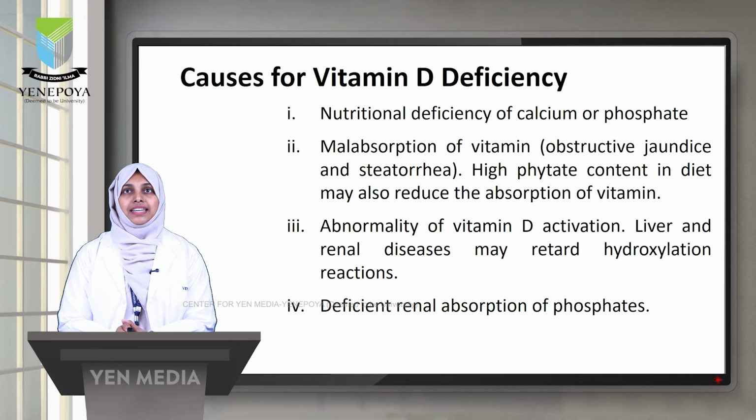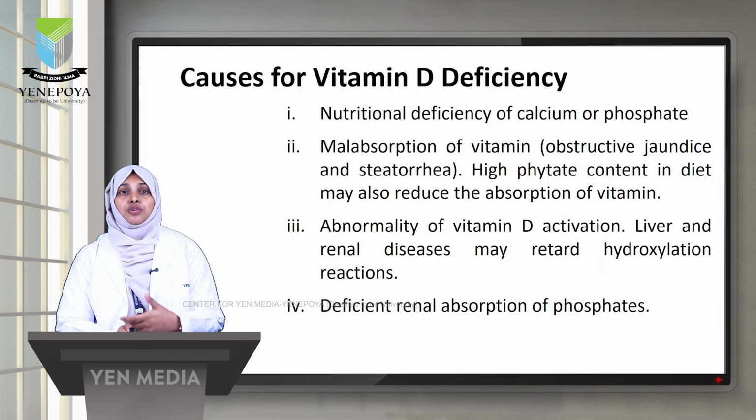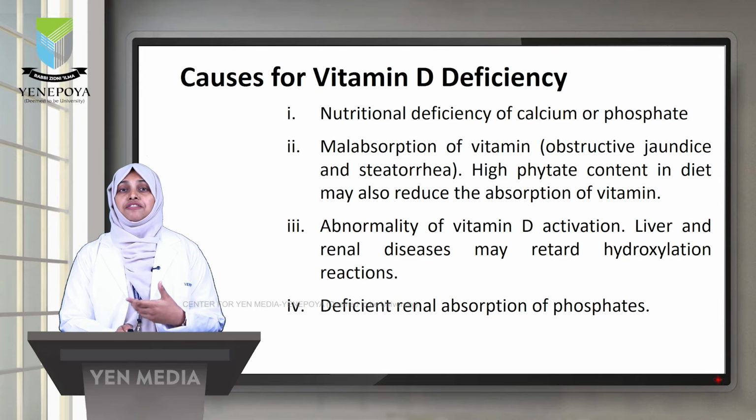Causes for vitamin D deficiency. Nutritional deficiency of calcium or phosphate. Then malabsorption of vitamin, like high phytate content in diet may also reduce the absorption of vitamin. Then abnormality of vitamin D activation, liver and renal disease may retard the hydroxylation reaction. Then deficient renal absorption of phosphates.